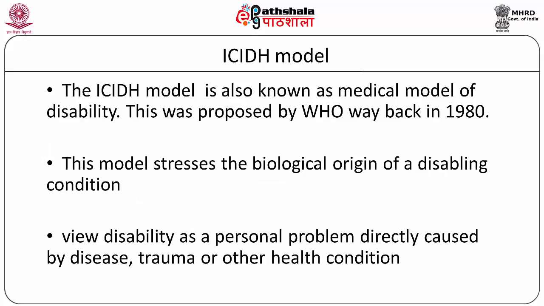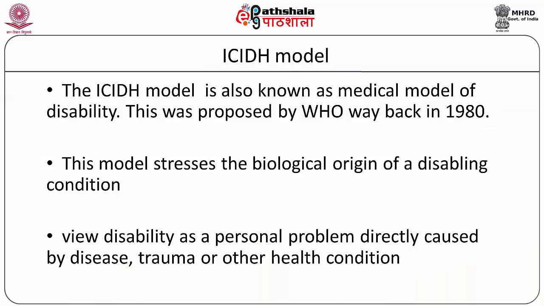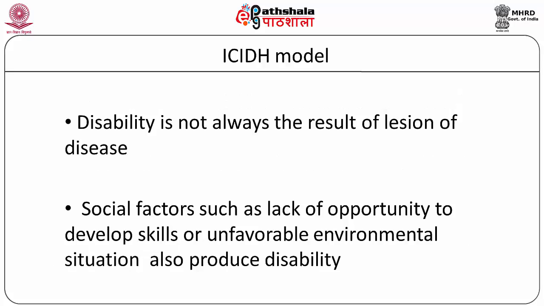The above consequence of disease and disability is known as the ICDH model. This was proposed by WHO way back in 1980, and it is also known as the medical model of disability. This model stresses the biological origin of a disabling condition, and it views disability as a personal problem that is directly caused by disease, trauma or other health condition.